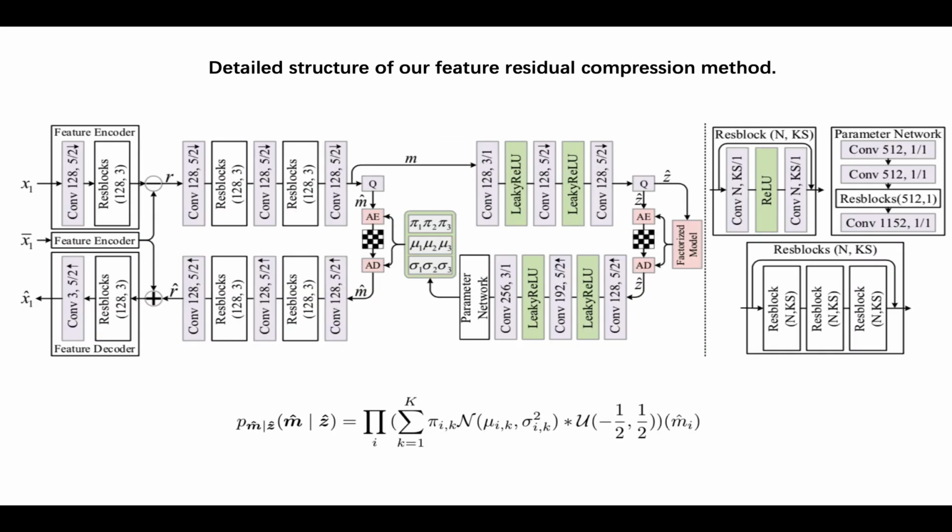This figure shows the detailed structure of our feature residual compression method. The residual information is calculated in 2 times downscaled feature space. We use a shared feature encoder to extract the feature of both the compensation frame and target frame. The feature encoder contains a downsampling layer and residual blocks, which is very lightweight. The quantized latent M hat is modeled using a Gaussian mixture model, and the hyperlatent Z hat is modeled using the factorized entropy model.